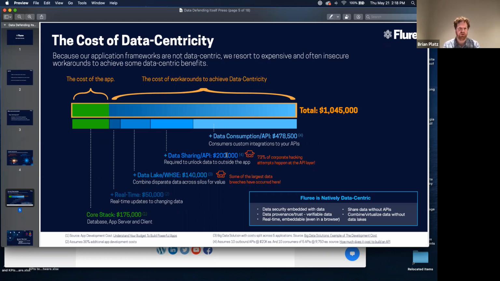But if we had this data-centric app that had these characteristics and the data platform itself had the ability to natively and securely share data without APIs, then all of these workarounds that we're implementing and spending on top of the core app would never have to be in place. The app could just cost $175,000, but still have all the capabilities we list here, and we avoid the security vulnerabilities at the same time. So cost is an important reason to think about data defending itself and data-centric security, again, for this class of applications that we call data-centric, where data needs to be shared out with other consumers.